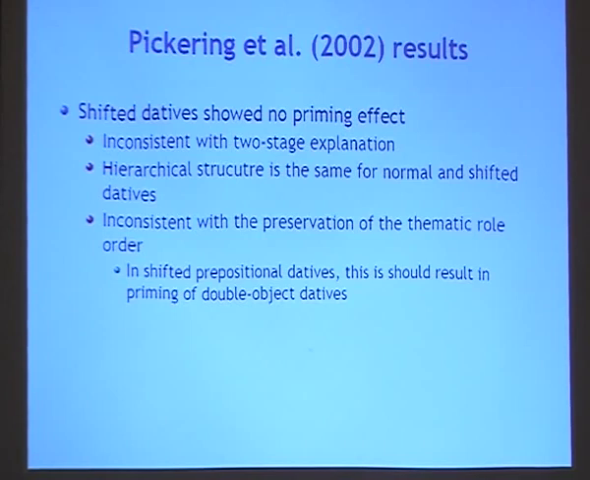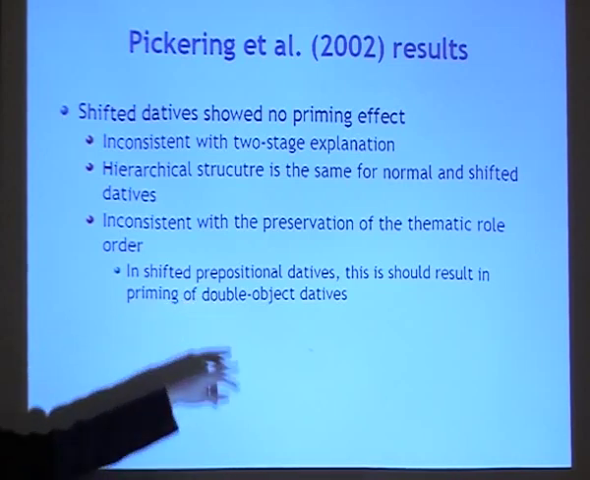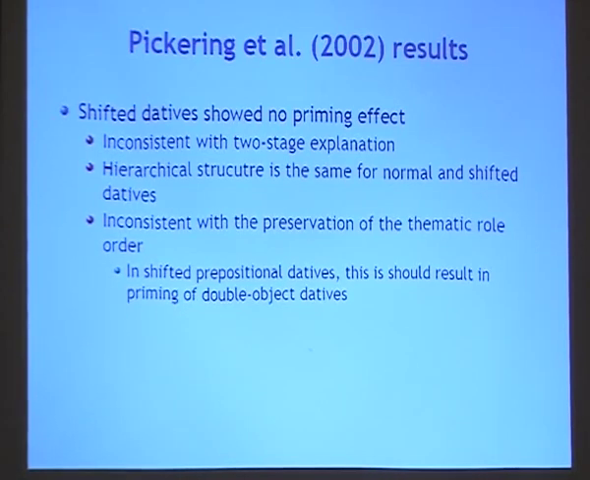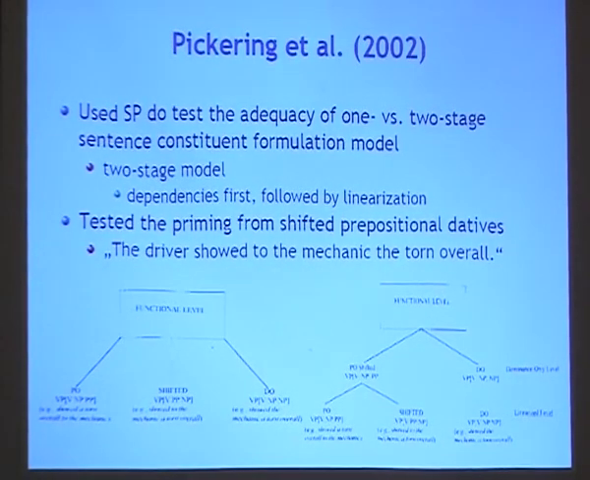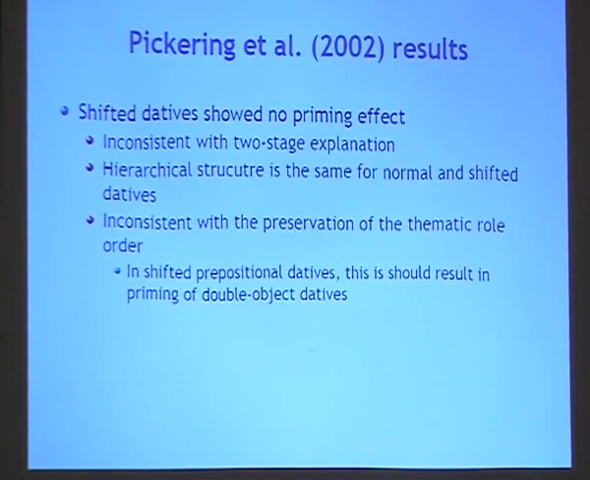If you alternatively suggested that what's primed in people is actually the order of semantic roles instead of the structure, these types of structures should prime double object datives, because in these shifted prepositional datives, the recipient comes immediately after the verb. So this should prime sentences like "the secretary gave her", and that was not the case. The shifted primes work like control primes, the same way as intransitive sentences.